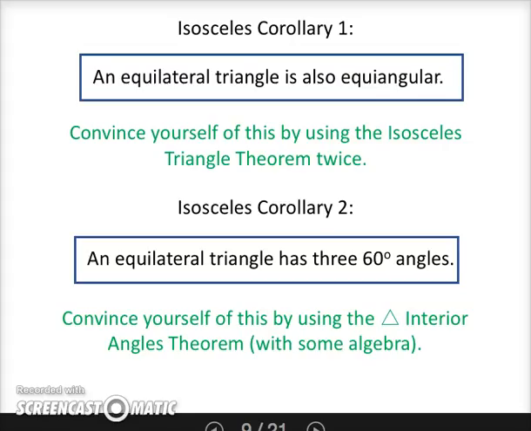So the isosceles triangle theorem has several corollaries. Here's the first one. An equilateral triangle is also equiangular. Try to convince yourself of this by using the isosceles triangle theorem twice. Corollary 2. An equilateral triangle has three 60-degree angles. Try to convince yourself of this by using the triangle interior angles theorem and some algebra.